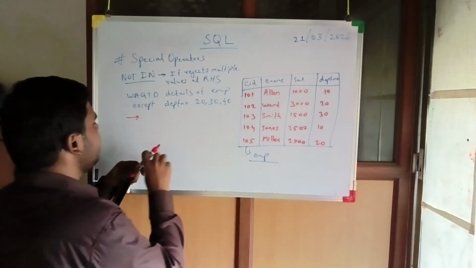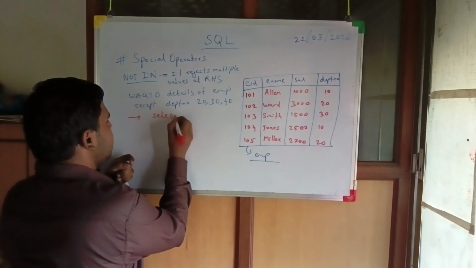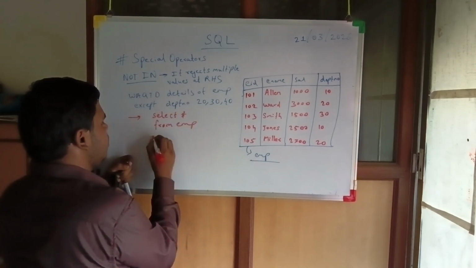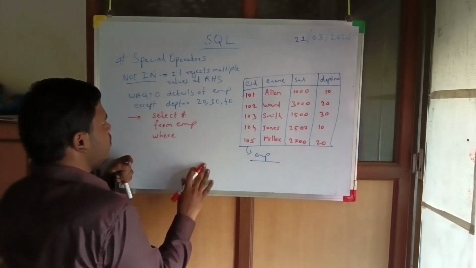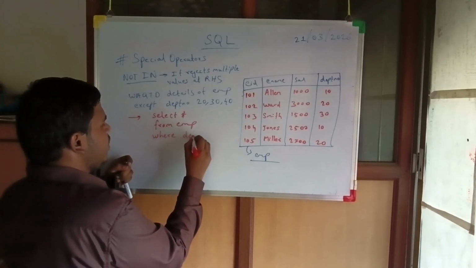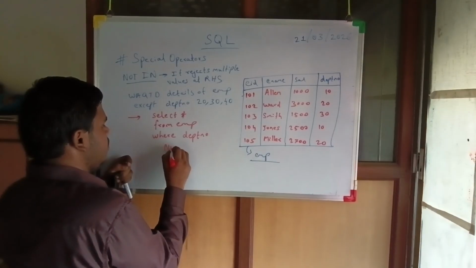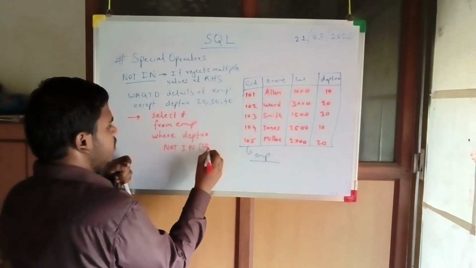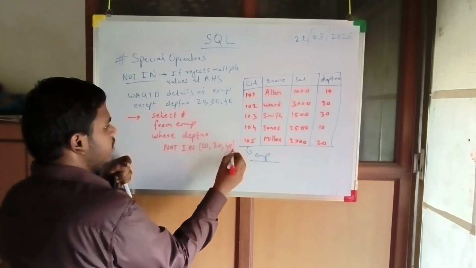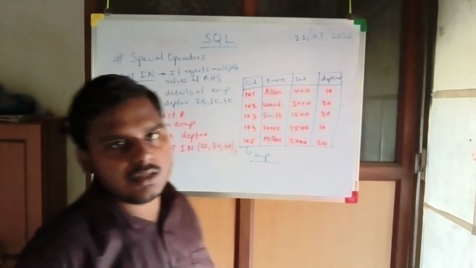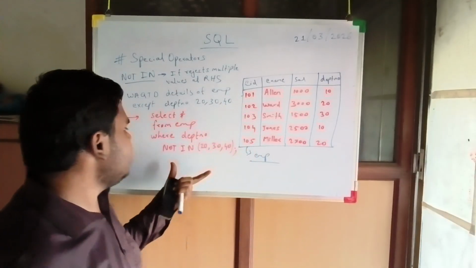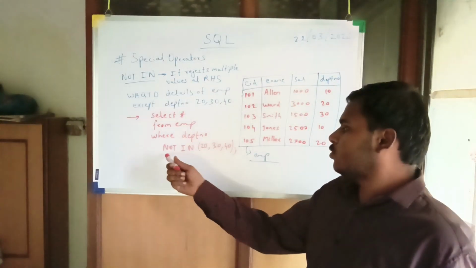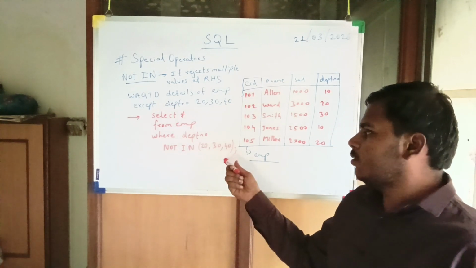So our query will be like this: select asterisk from EMP where department number not in 20, 30, 40. This is how we will write the query. Okay, if you write the query like this, you will definitely get the output. What I mean is, instead of IN, just put NOT before it. NOT IN 20, 30 or 40.